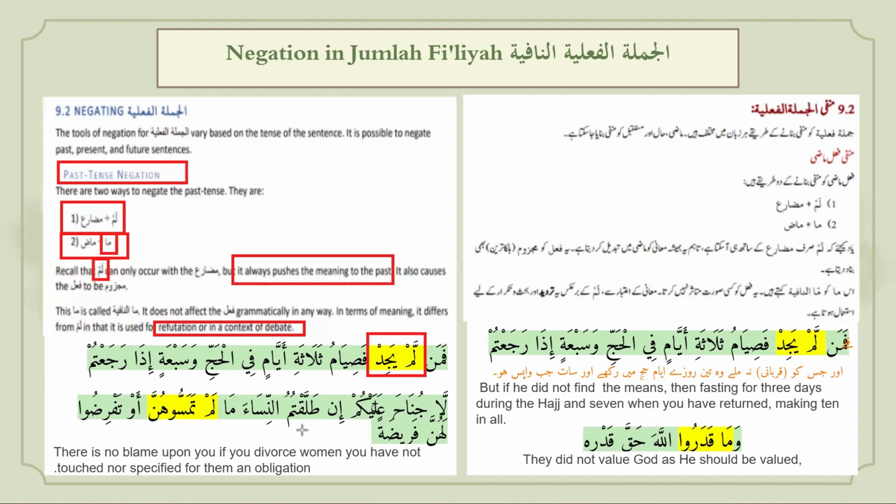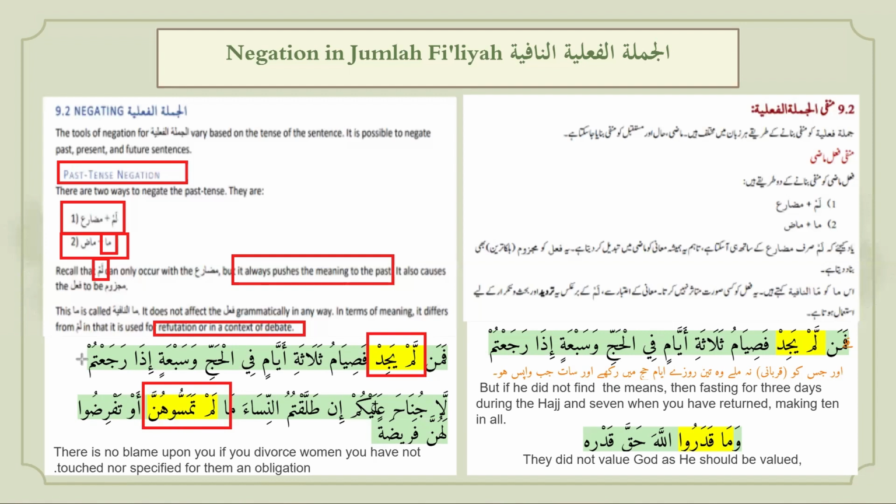لا جناح عليكم إن طلقتم النساء ما لم تمسوهن أو تفرضوا لهن فريضة. There is no blame upon you if you divorce women you have not touched, nor specified for them an obligation. So lam tamassuhunna, if you did not touch, you have not touched them. So this is again lam, and then tamassu, antum form. Antum lightest, and hunna is maful bihi.